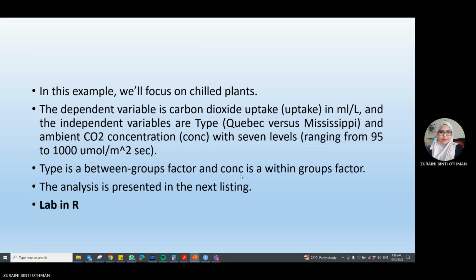Type is the between-group factor, and concentration is the within-group factor. Meaning that the independent variable Quebec versus Mississippi is the between-group factor, and concentration, with its 7 levels, is the within-group factor. The analysis is presented in the next listing. Okay, here let us run our R code.